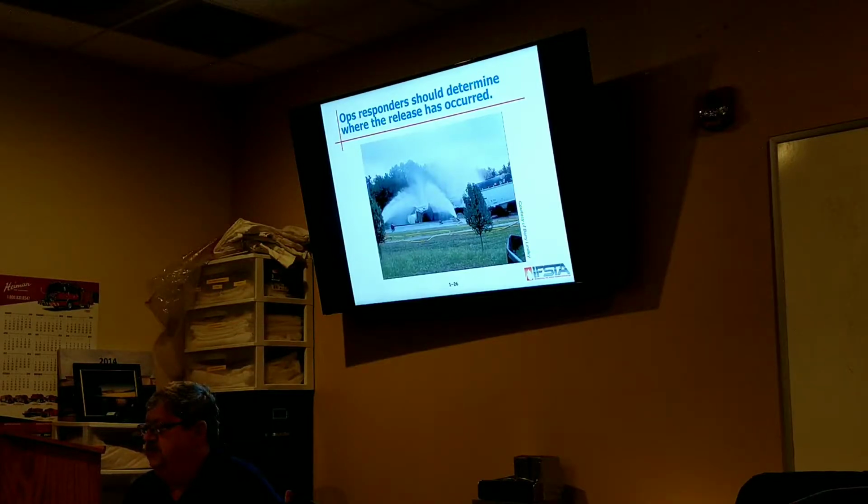Ops responder should determine where the release has occurred. Okay, what part has it failed? Analyze the surroundings. Look at the conditions. Determine the location. How much has been released, if you can tell that. Okay.